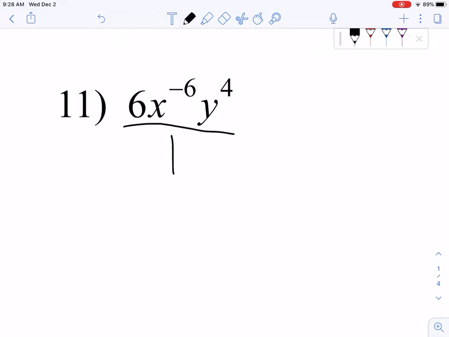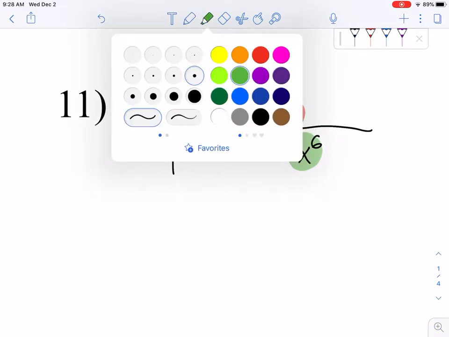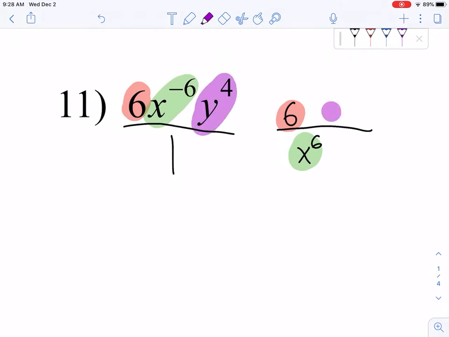Okay? 6, happy where it's at. X to the negative 6th needs to move. It's unhappy where it's at, so I need to move it downstairs to make it positive. And then y to the 4th is positive. It's happy where it's at, so it does not need to move.